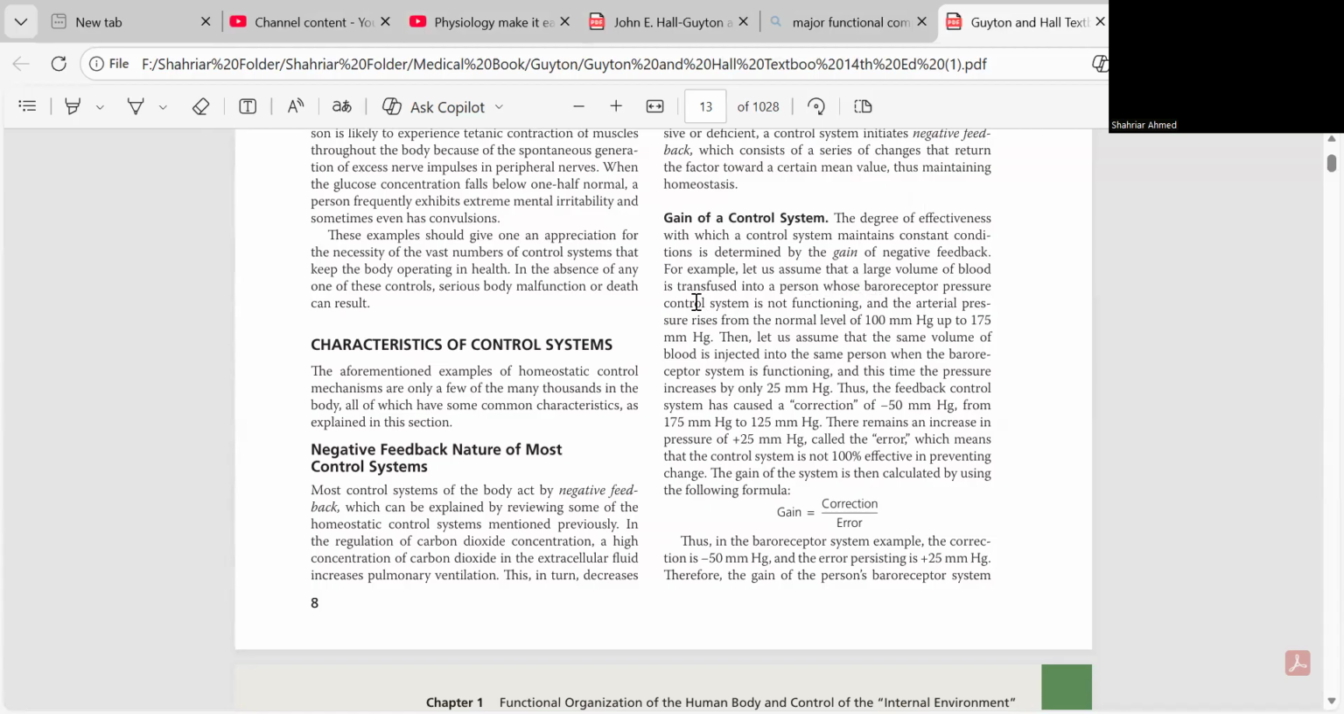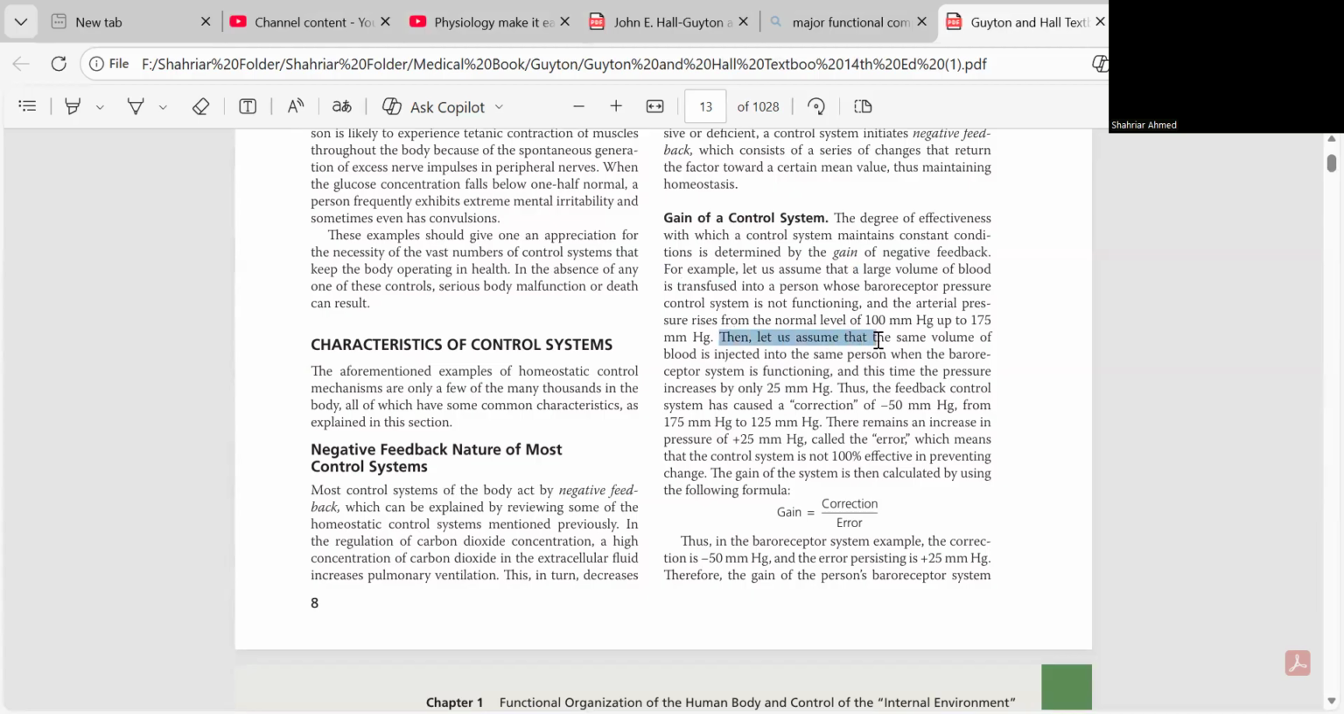So if the baroreceptor control system is not functioning, and a large volume of blood is transferred into a person whose baroreceptor is not functioning, the arterial pressure rises from 100 to 175 millimeter mercury. That is an increase of 75.